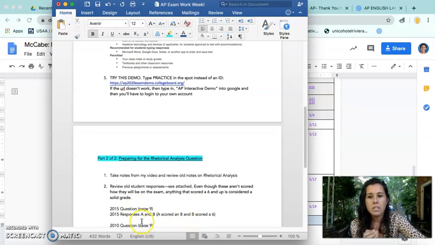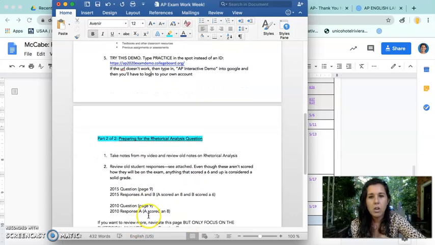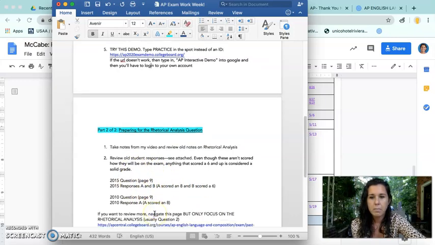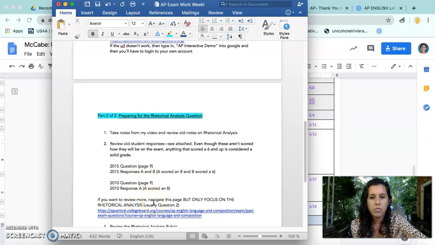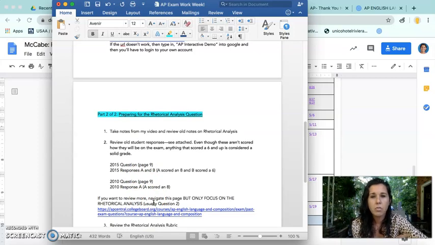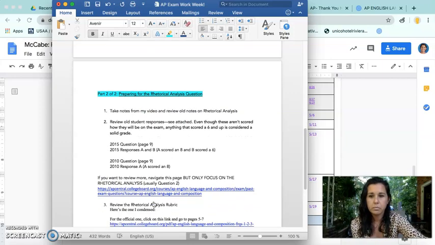The ones that are listed here are not graded on the new rubric, so just know that I've given you examples that are good, so make sure that you're looking at the correct ones. If you have questions on those, just ask me. I give you a link if you want to look at more than just these 2 or 3 examples. Click this and then you can go through and find them. Make sure you're only looking at the rhetorical analysis question, not the synthesis one or the argument one.